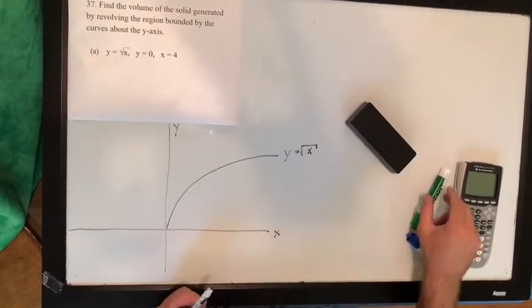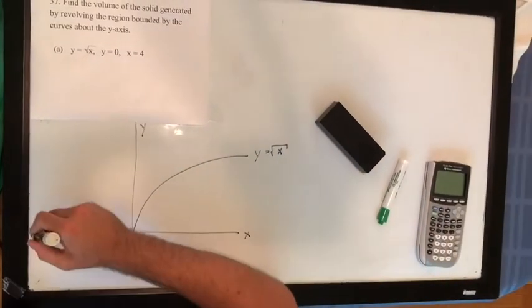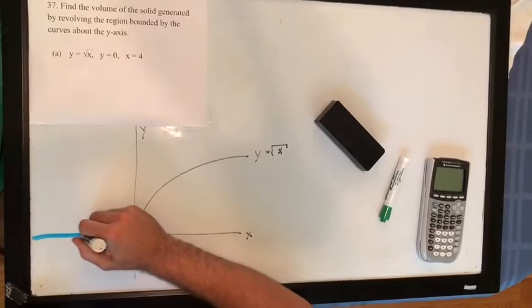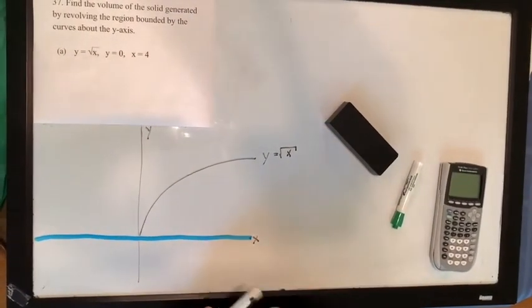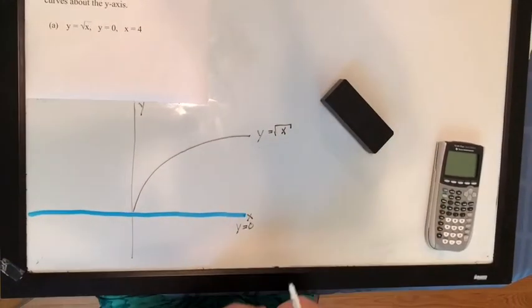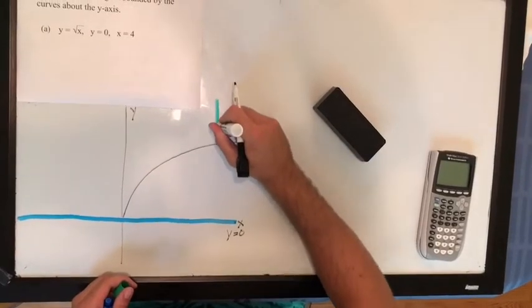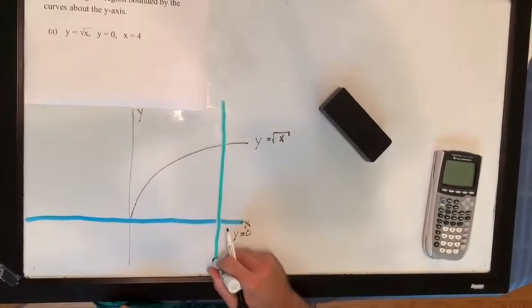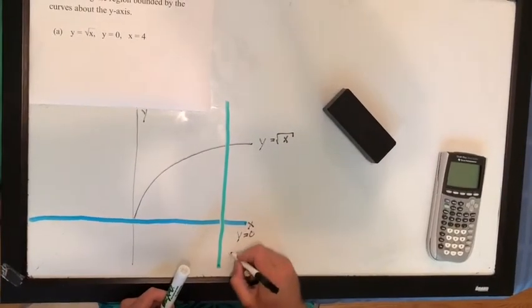Okay, now our second curve, y equals 0. Now that is just the x-axis. Finally, x equals 4. Every point which has 4 as the x value. So a vertical line going down at the point x equals 4.